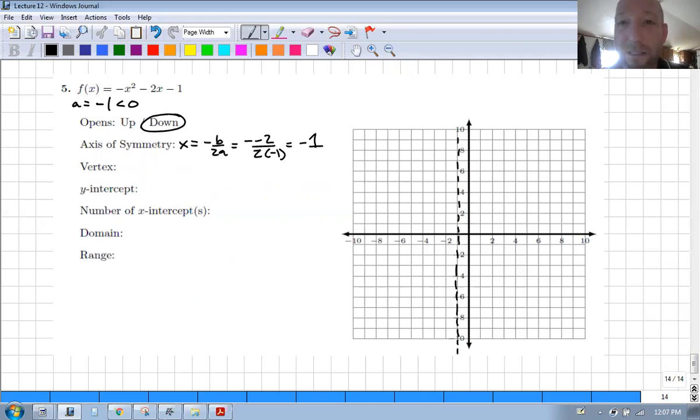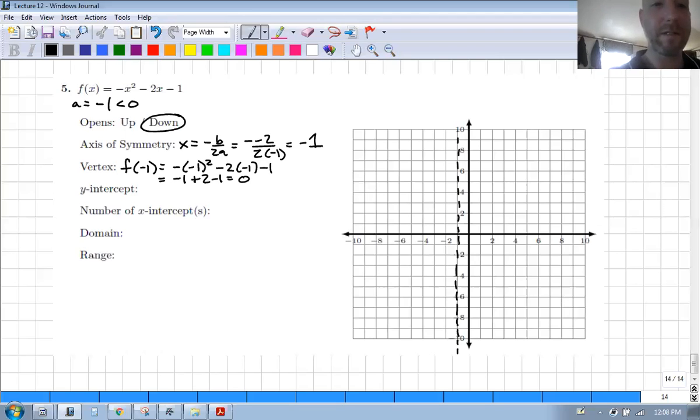So our vertex is going to lie on that line. To find where on that line, we just need to plug our negative 1 into our function. We got negative 1 squared minus 2 times negative 1 minus 1. So we got 3 minus signs here, which is negative 1 plus 2 minus 1, so that's 0. So the y value of the vertex is at (-1, 0). So right there's our vertex.